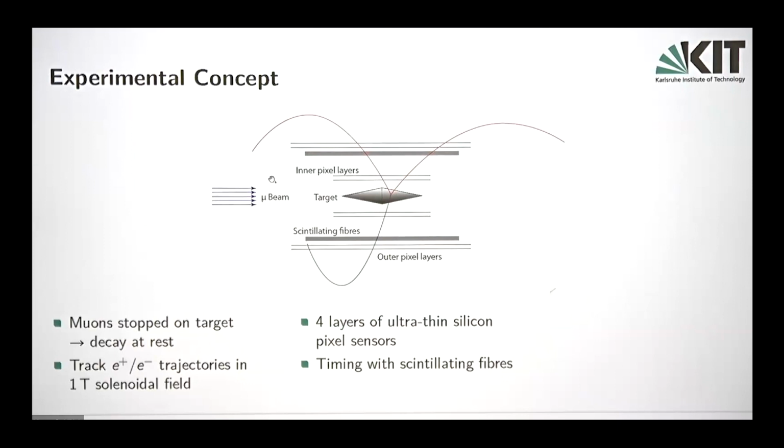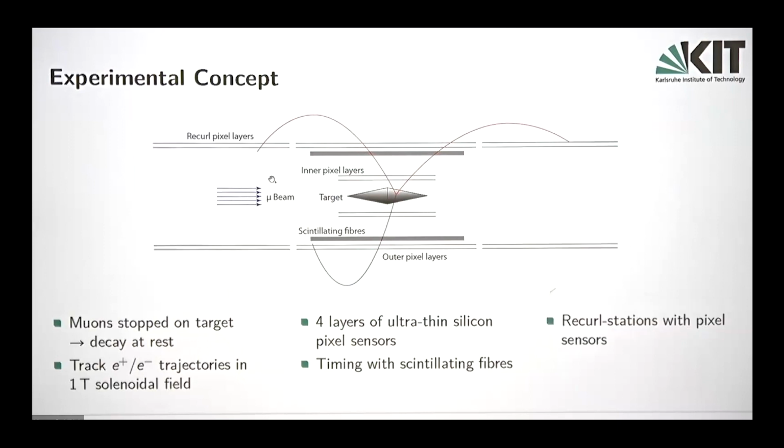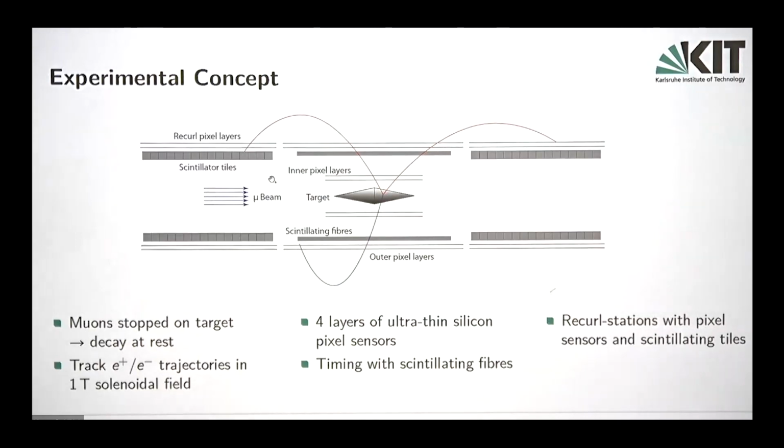And then we want to play the trick of the large lever arm. And this is, you make your detector longer. So we install what we call recoil stations. It's again 2 layers of silicon, and in addition, scintillating tiles. This is the first place where we can actually afford material, because afterwards there's the beamline, so the particle will be stopped anyways. And having tiles, you get a better timing resolution than with the fibers.